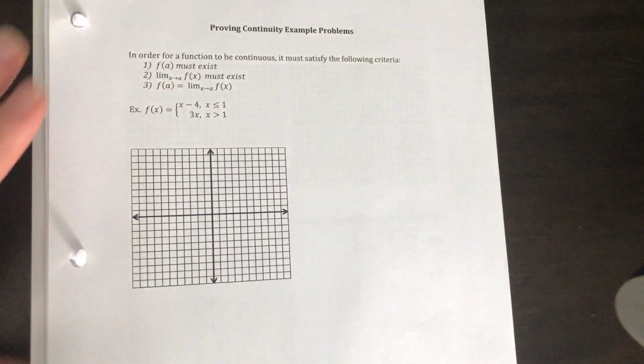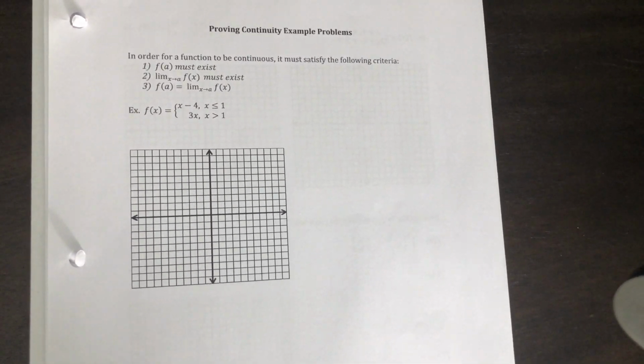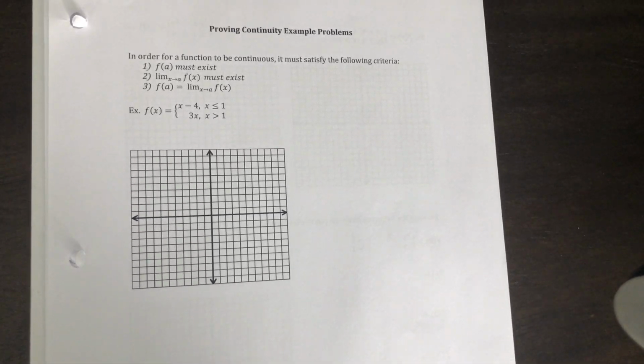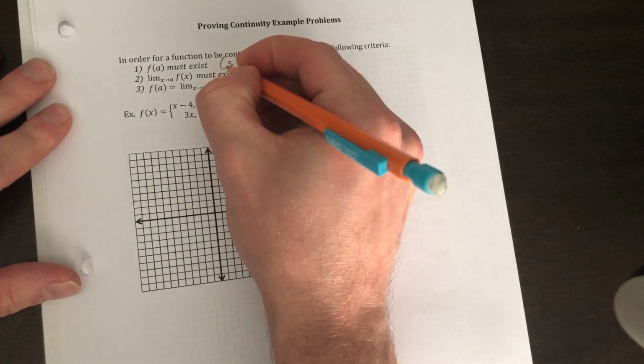Okay guys, so this last video is going to be over proving continuity. There's 3 steps when we prove continuity. The first is, in order for a function to be continuous, it must satisfy the following criteria, okay? So f of a must exist. So there must be a solid point.